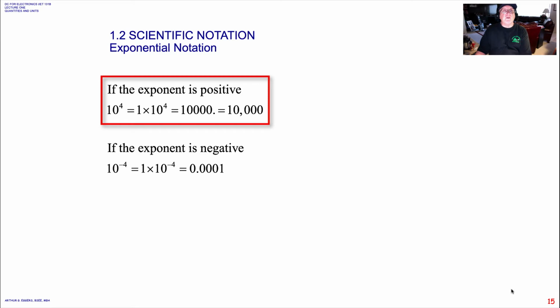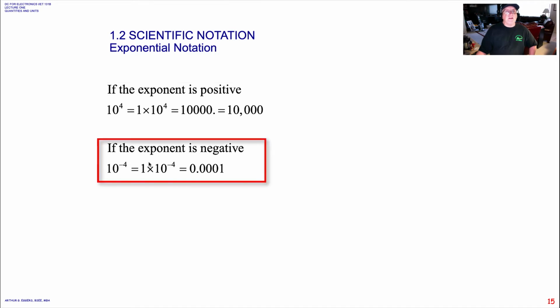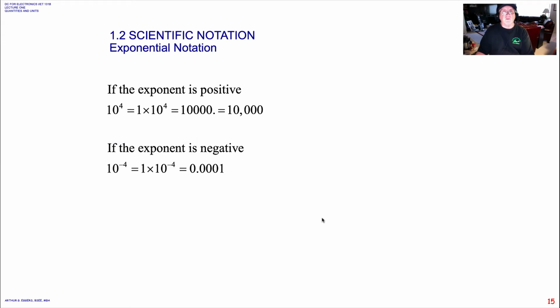If the exponent is positive, and we want to open it back up and make it a full decimal number, 10 to the 4th becomes 1 times 10 to the 4th, which is telling you to add 4 zeros. If the exponent is negative, 10 to the minus 4th, 1 times 10 to the minus 4th is telling you now to add those same 4 zeros, but moving in the opposite direction. Okay, so we're moving them right, we're moving them left.